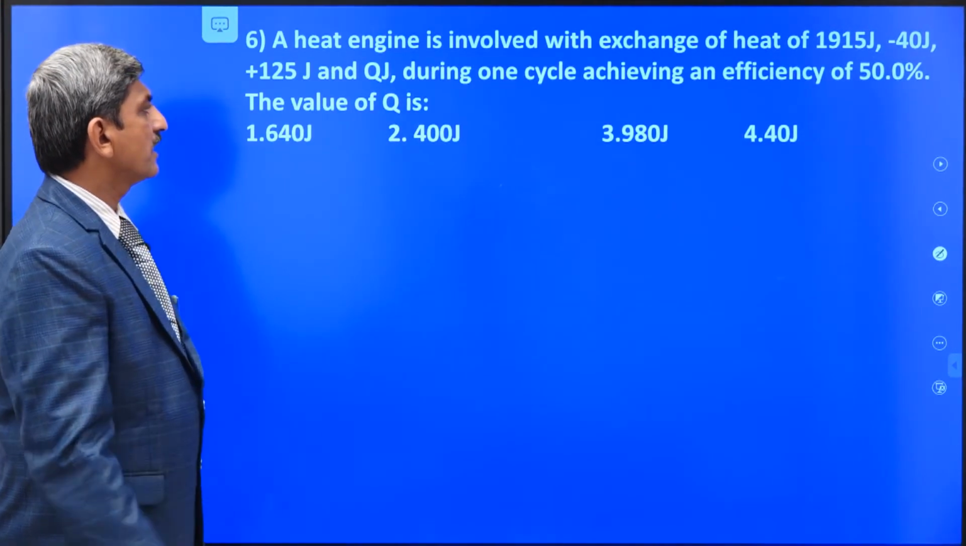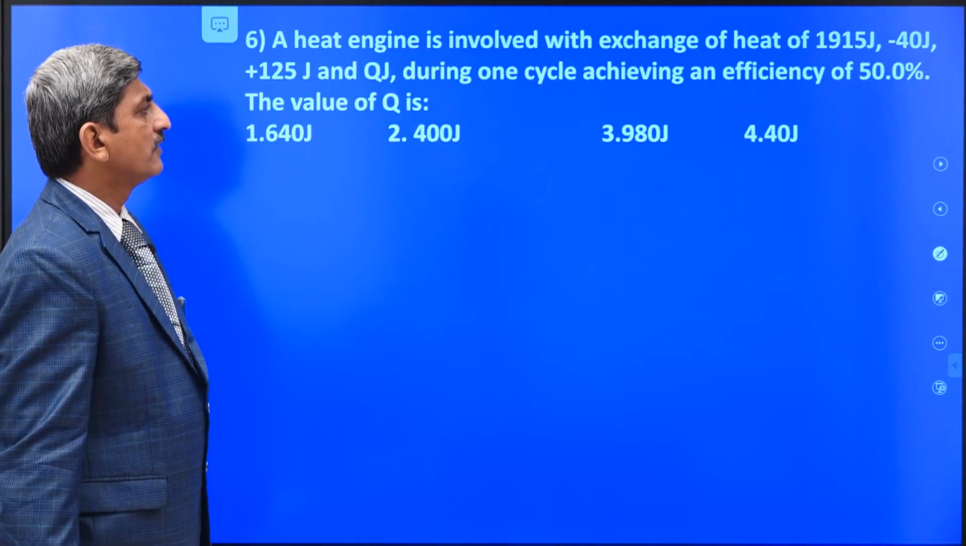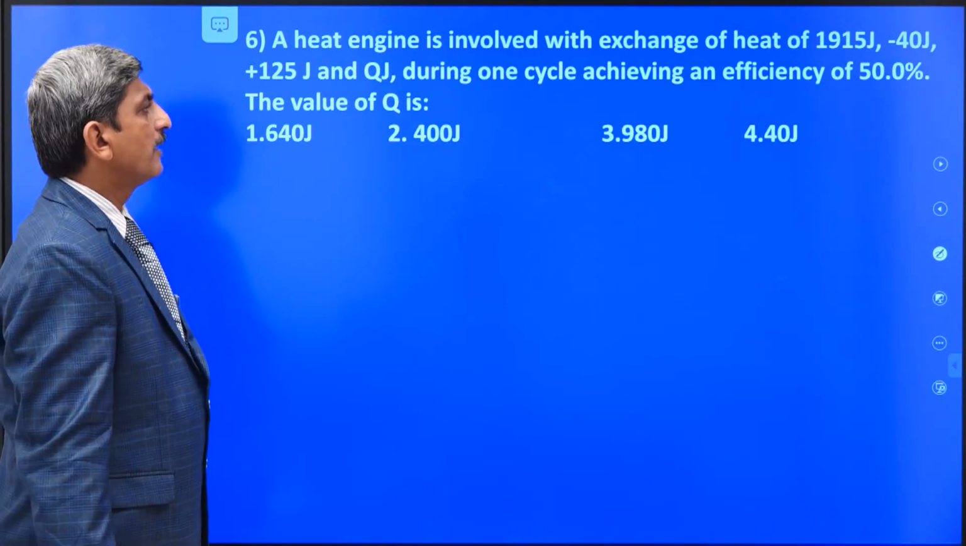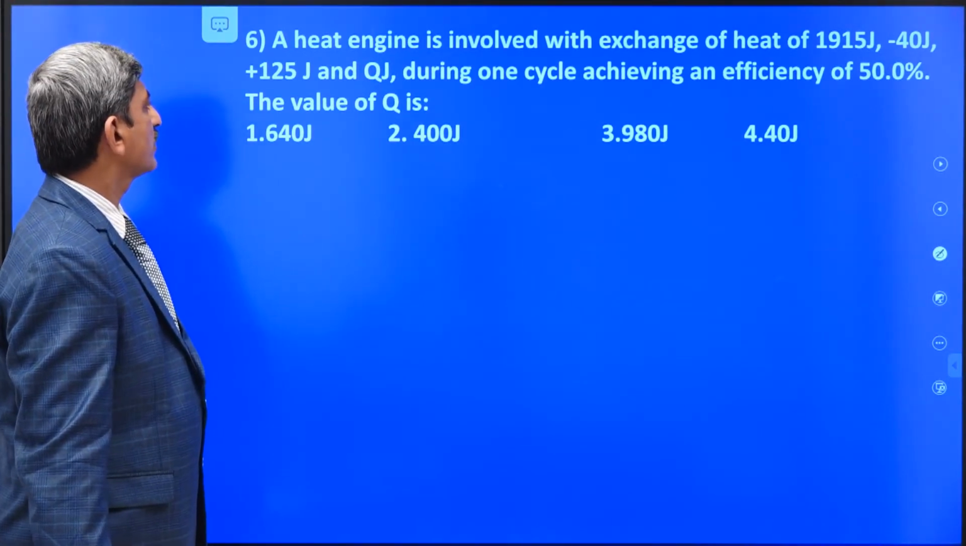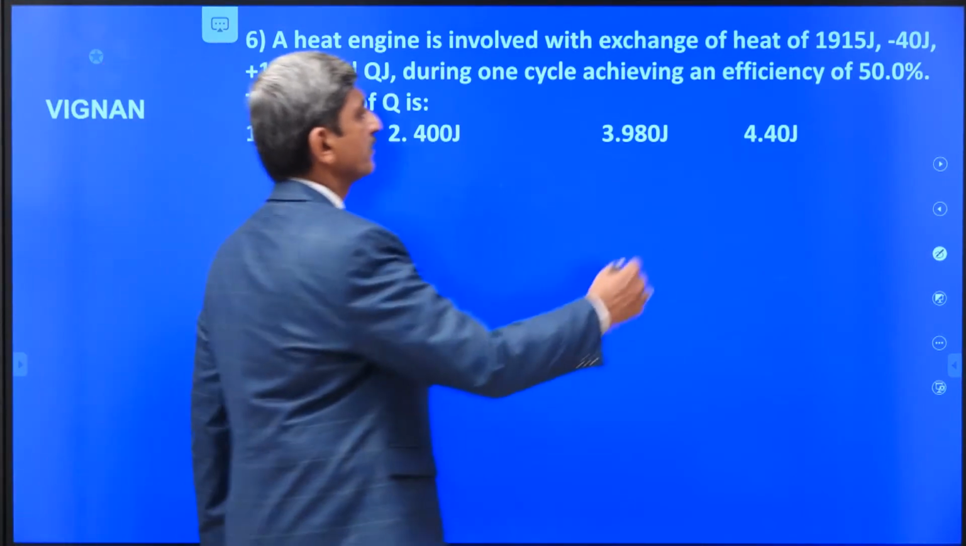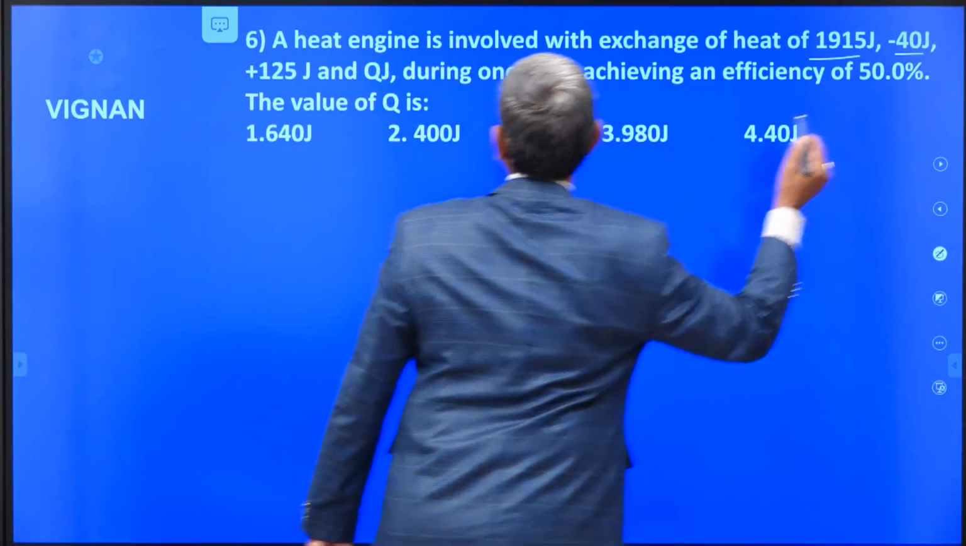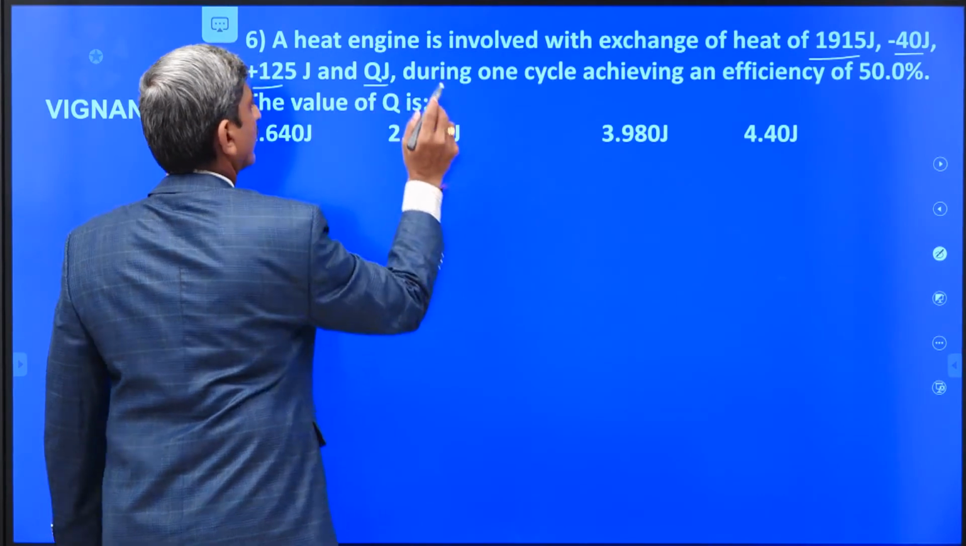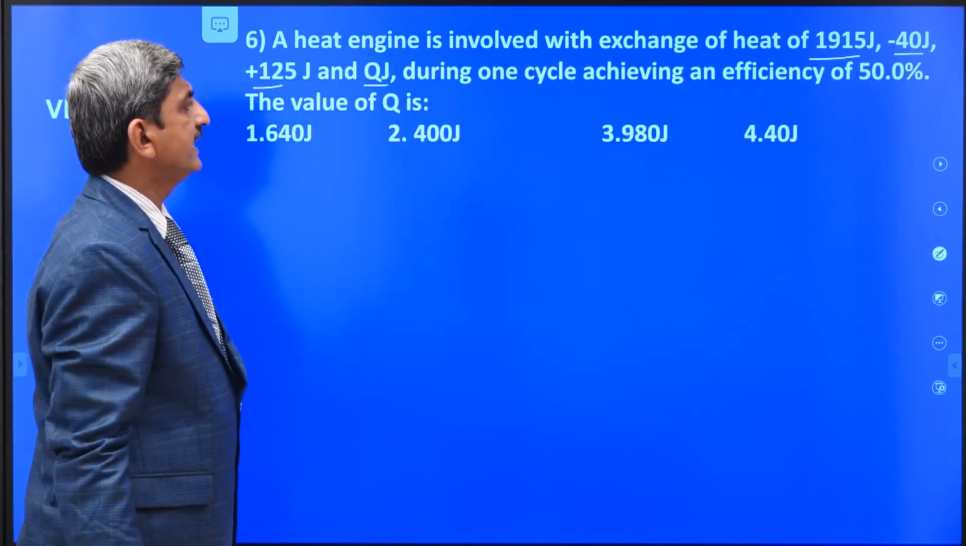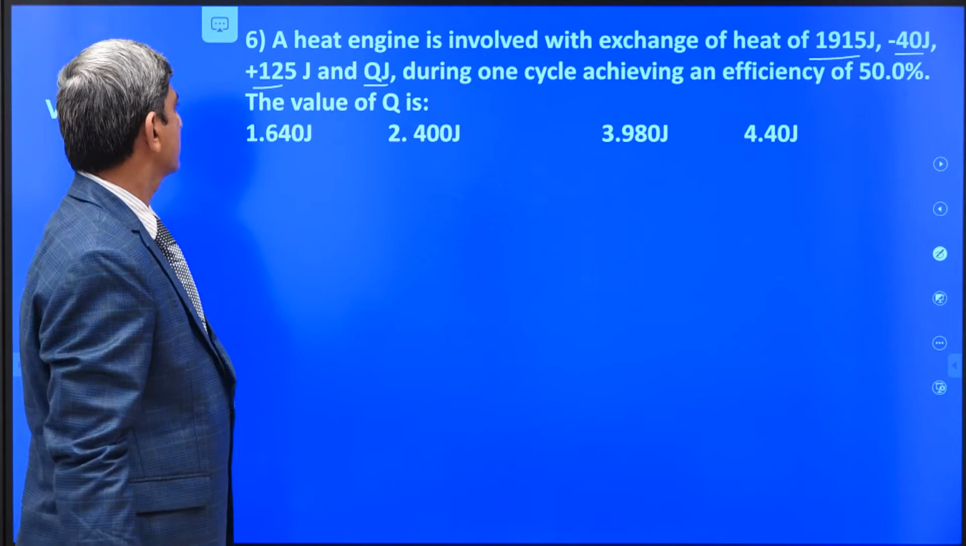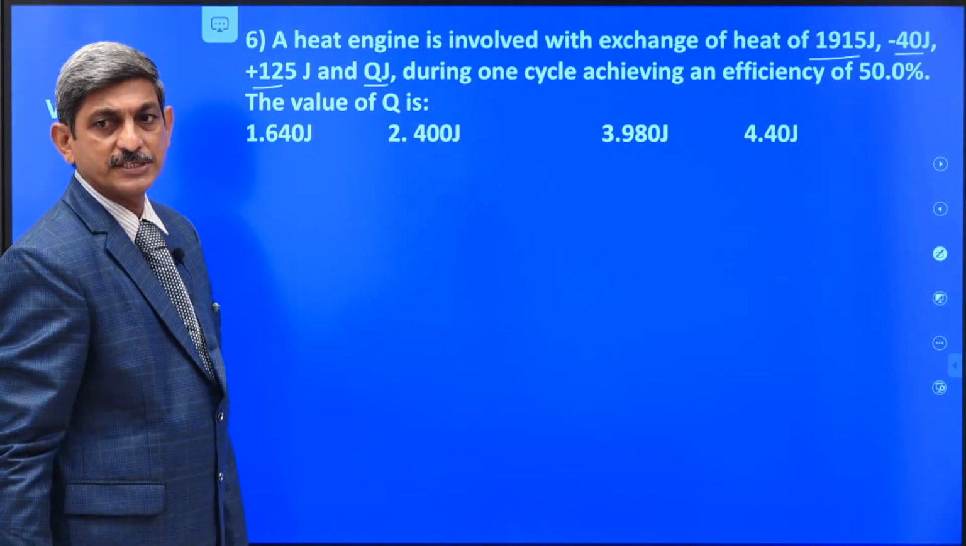A heat engine is involved with exchange of heat of 1915 joules, minus 40 joules, plus 125 joules and Q joules during one cycle, achieving an efficiency of 50%. The value of Q is dash.